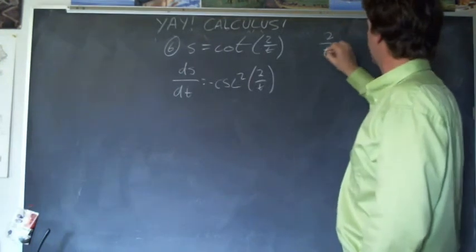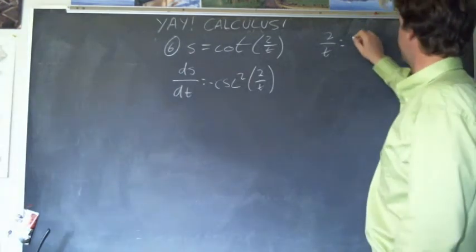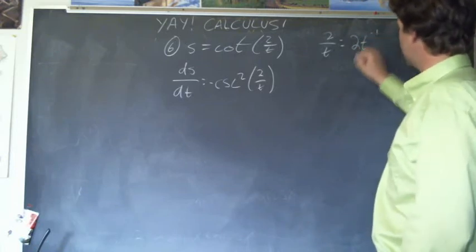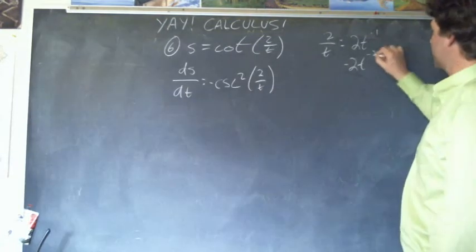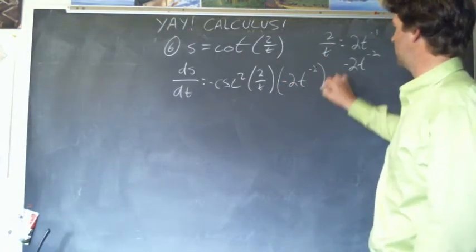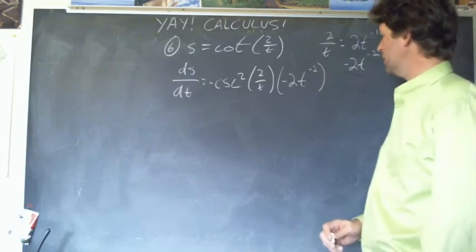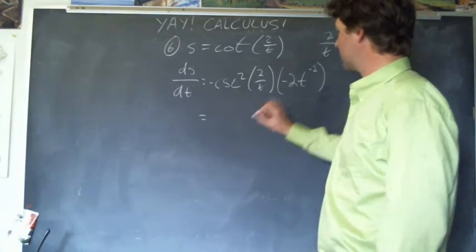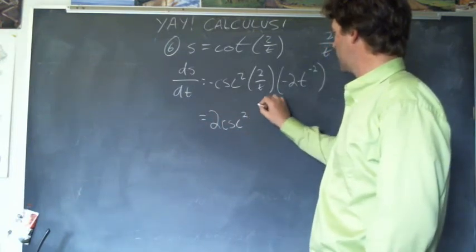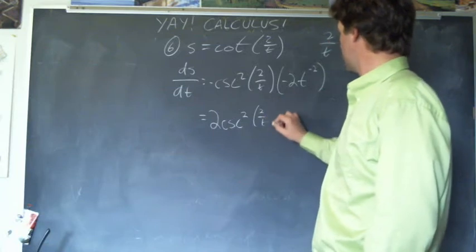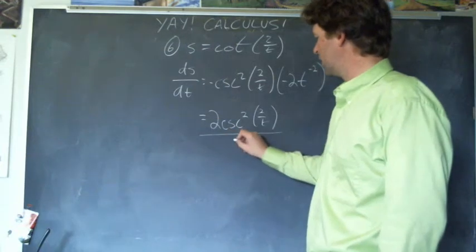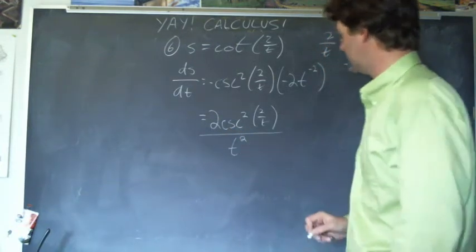2 over t is the same as 2t to the negative 1, the derivative of which will be negative 2 t to the negative 2. And so we rewrite this, negative and negative makes 2 cosecant squared 2 over t times t to the negative 2. We'll put this down here. T to the negative 2 is over 2.